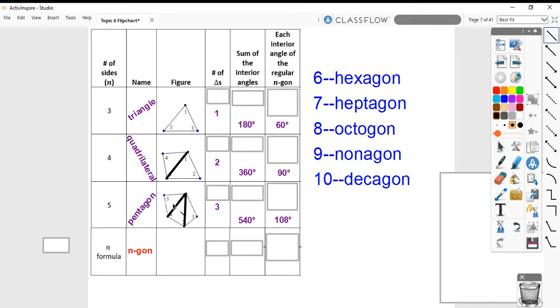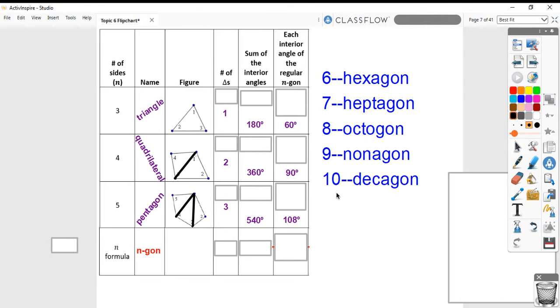That split it into 3 triangles. 1, 2, 3 triangles. So that's where this number 3 came from. Well, in general, for any number of sides, the number of triangles that you can split it into by connecting the corners is n, the number of sides, minus 2. And that fits with all of these numbers that we filled out.